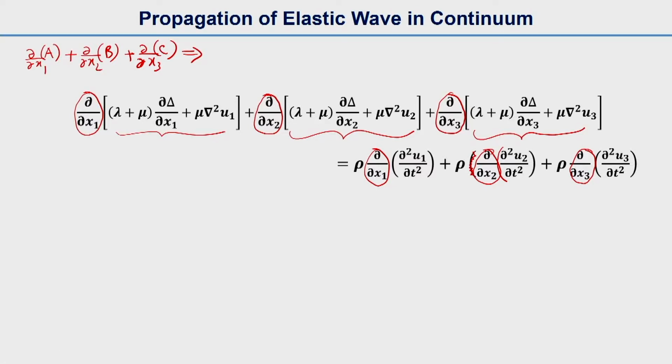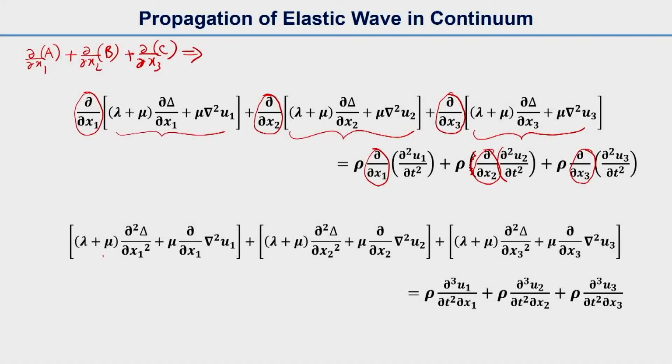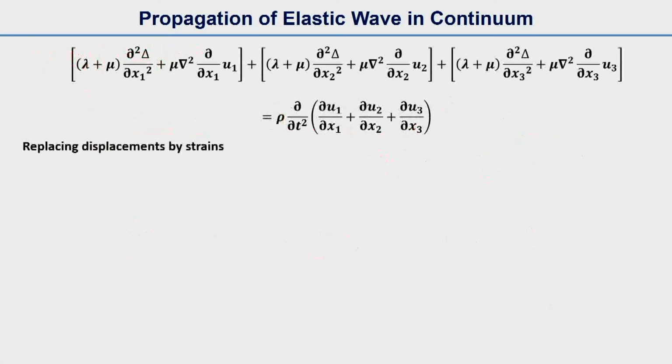If you want to simplify it more, we are actually operating with the partial derivative. That gives us a second partial of delta with respect to x1, then here again the second partial of delta with respect to x2, and similarly the second partial of delta with respect to x3. So this expression we want to simplify more.